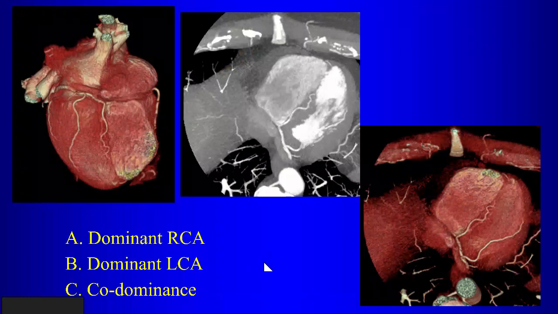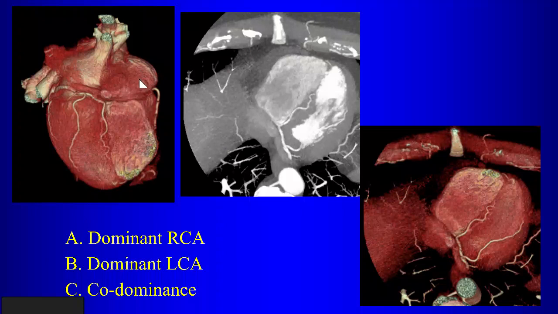All right, so who wants to talk about this case? What do we have here? Looks like it's co-dominant. Well, again, what we want to do is we want to identify. So it's a dominant LCA. All right, so you want to identify the chambers first, right? So this chamber is left ventricle, this chamber, right ventricle, this chamber, left atrium, this chamber, right atrium. Right. So what kind of view are you looking at in this case?